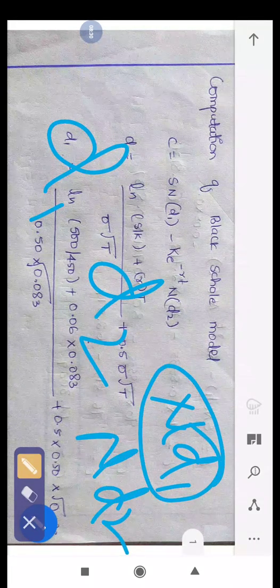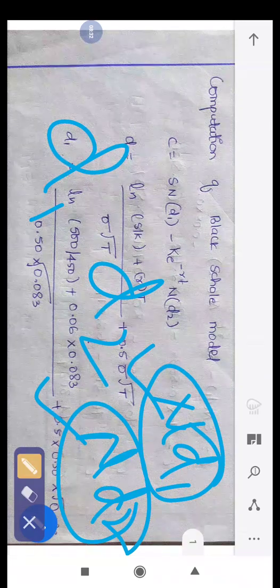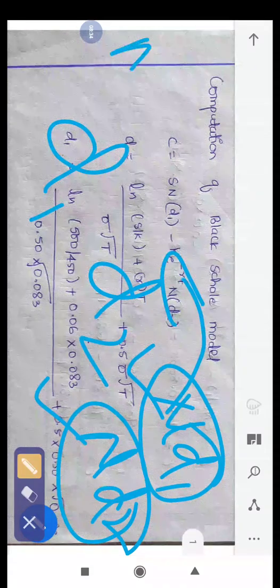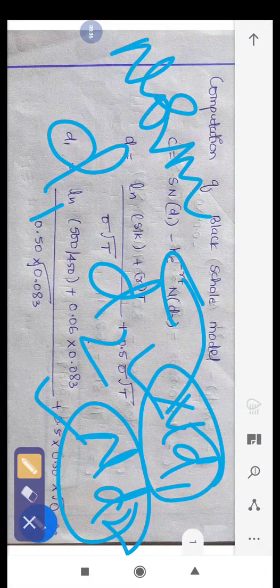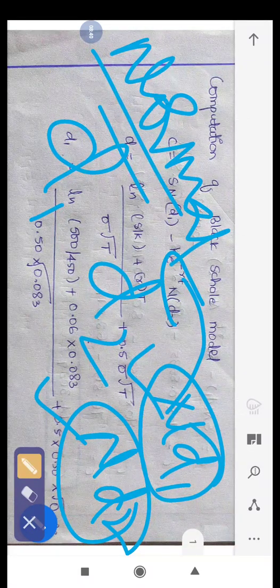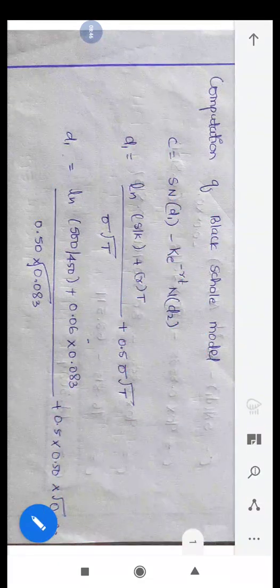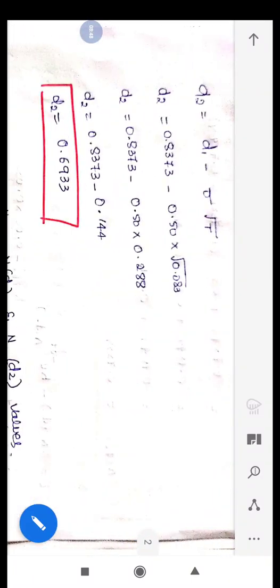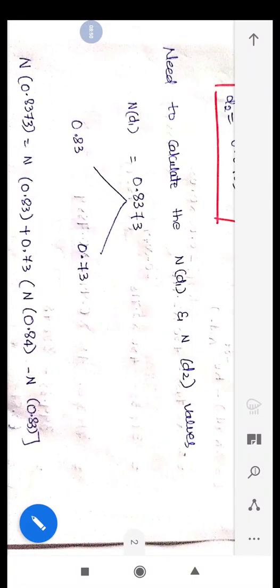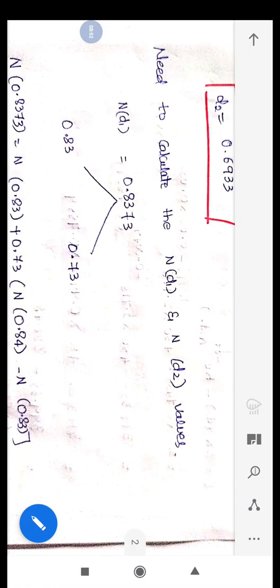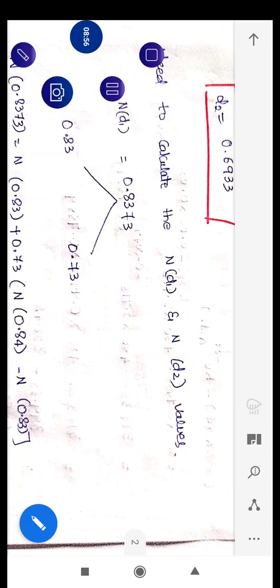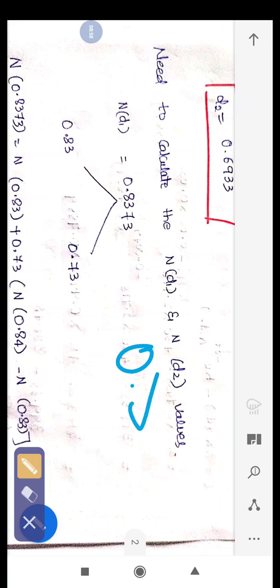So what is the procedure to calculate this one? Here N means the normal distribution. So we have to take reference from the statistical table of the normal distribution for calculating this ND1 and ND2. There's a simple procedure. If we see the statistical table, the values for the numbers will be given in only 2 digits.